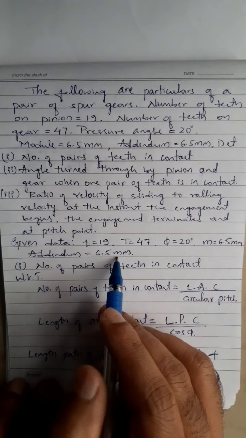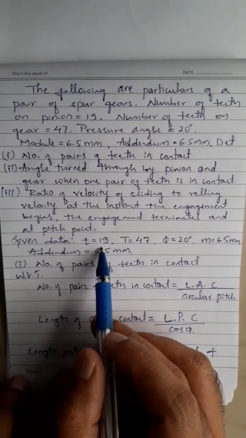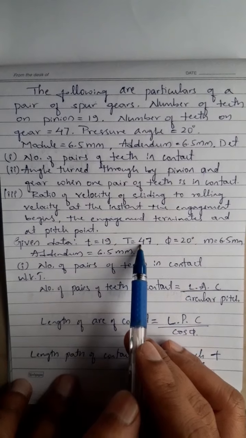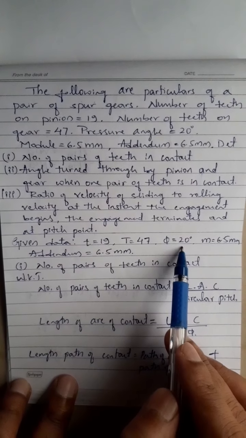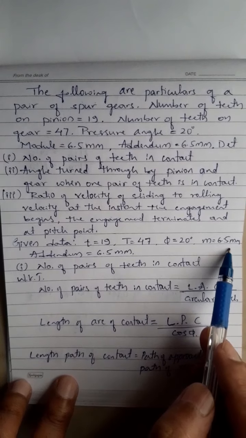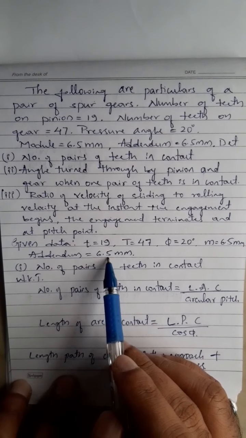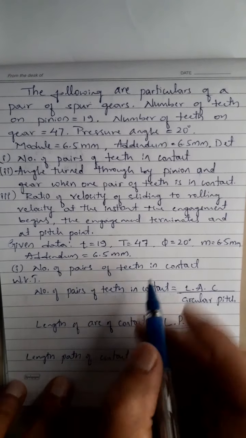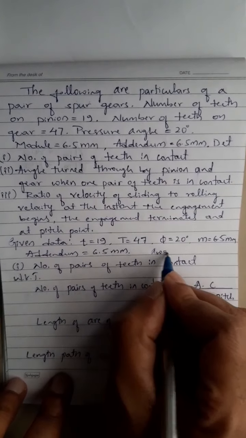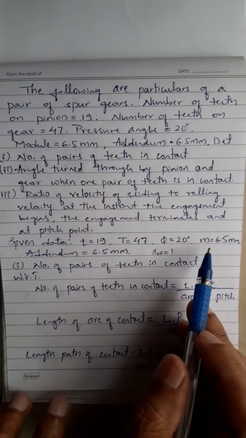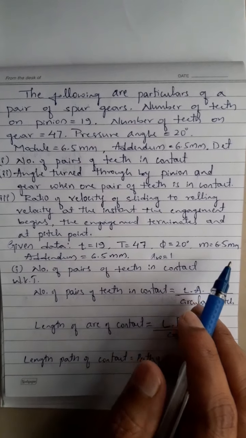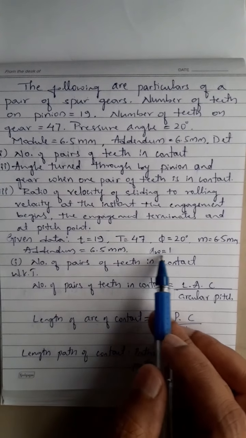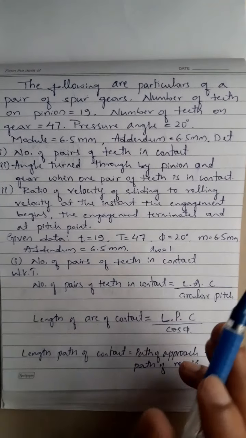So let us start with the given data. Given: number of teeth on the pinion 19, number of teeth on the gear 47, pressure angle 20 degrees, module 6.5 mm, addendum 6.5 mm. Therefore we can say the addendum constant AW is 1, because it is the ratio of addendum to the module. Since both values are the same, this addendum constant is 1.